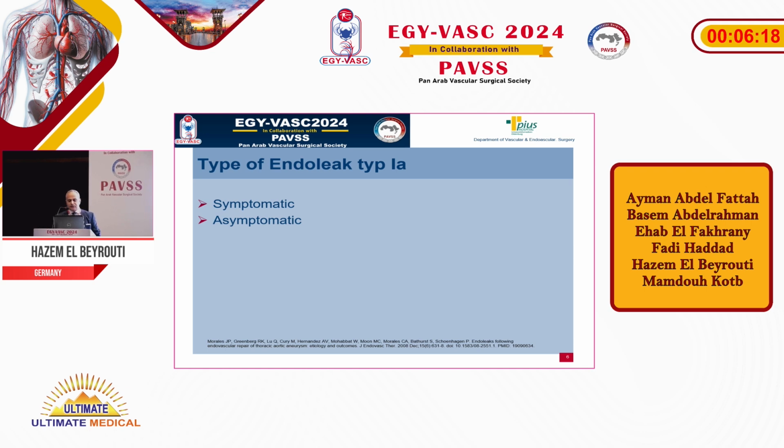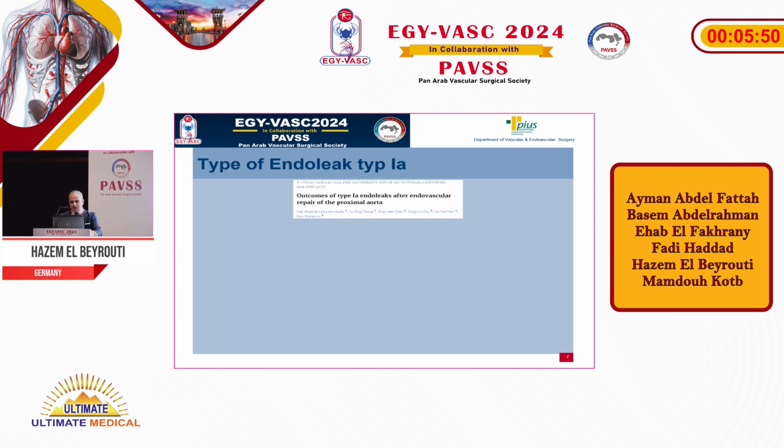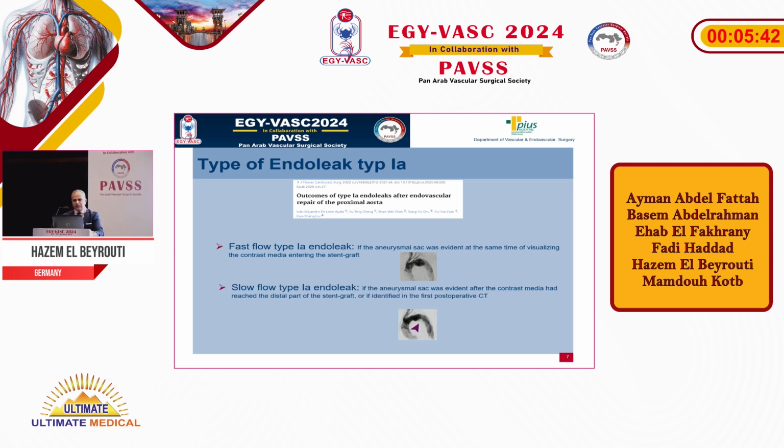The classification also distinguishes between symptomatic and asymptomatic, and between primary and secondary, where primary means the endoleak is detected intraoperatively or in the first 30 days after operation, whereas secondary is in the remaining follow-up period. Within this classification, there are fast flow type 1 endoleaks and slow flow type 1 endoleaks. Actually, this classification is very important.